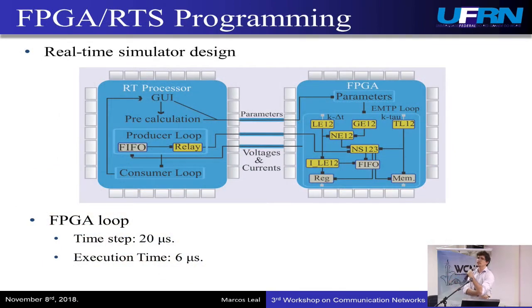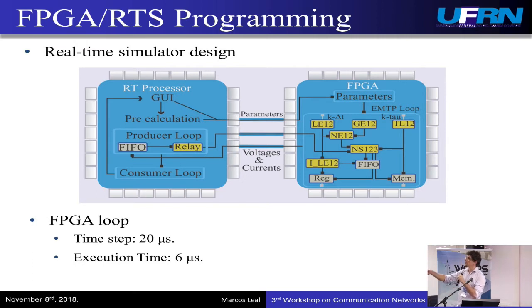So here is the architecture of the real-time simulator. We have a real-time processor and an FPGA. The real-time processor handles the graphical user interface. We have a step of pre-calculation to form all the possibilities of the admittance matrices. This information is passed to the FPGA.